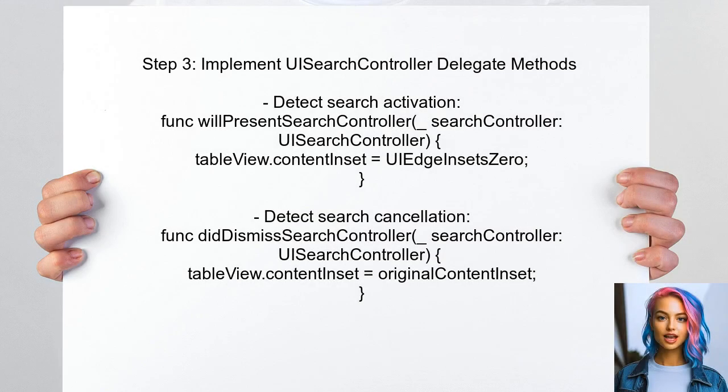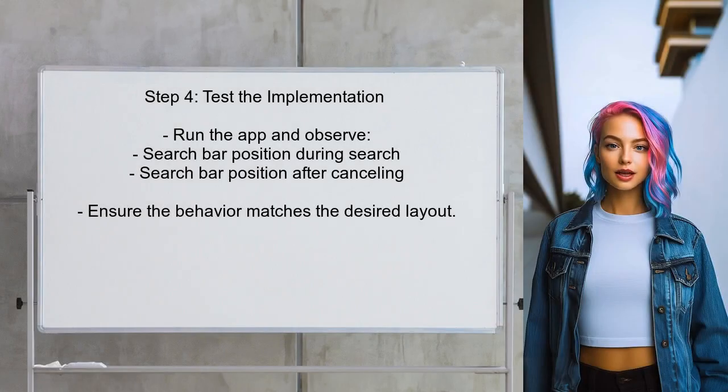After that, the user should implement the UISearchController's delegate methods. This will allow them to detect when the search is active and when it is canceled, enabling them to adjust the content inset accordingly. Finally, the user should test the implementation to ensure that the UISearchController behaves as expected. They can do this by running the app and observing the search bar's position during the search and after canceling.